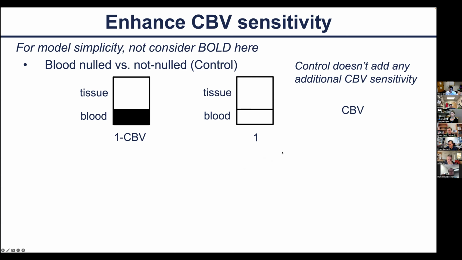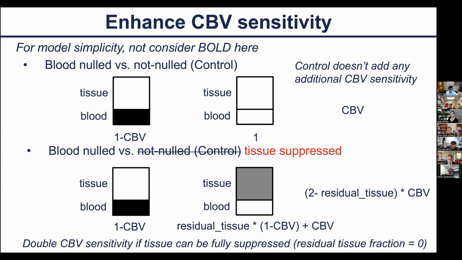In the VASO sequence or VAPER sequence, we combine those two. Basically, the CBV term is still the same, the original CBV term. The control condition does not add any additional CBV sensitivity. It's just added for the purpose of BOLD correction, so it doesn't add any additional sensitivity.